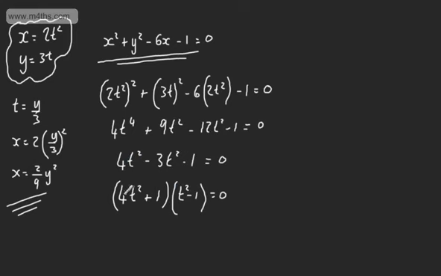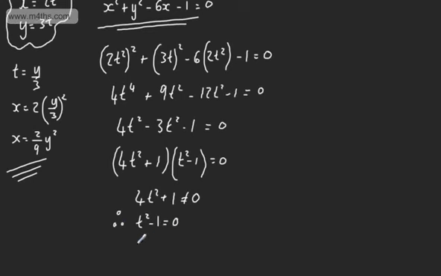So we can say now, consider this bracket is equal to 0. 4t squared plus 1 can never be equal to 0. Therefore, this doesn't give us real solutions. Therefore, what we can say then is t squared minus 1 is equal to 0, and t will be equal to plus or minus 1. So all we need to do is sub these in.